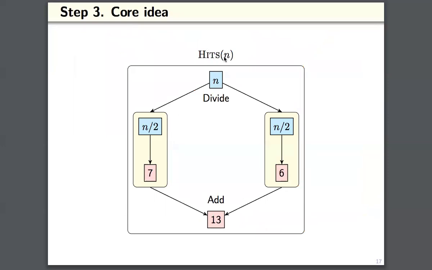Suppose hits of n divide the number of points n by 2. Suppose the number of hits is 7, 6, you add them. So we will see the pseudocode and it will be clear.